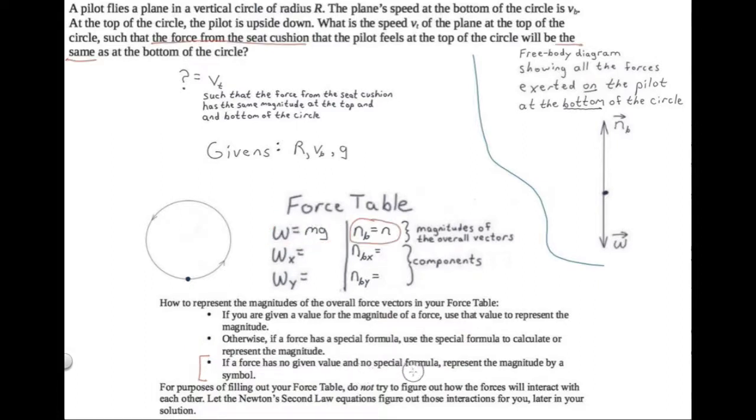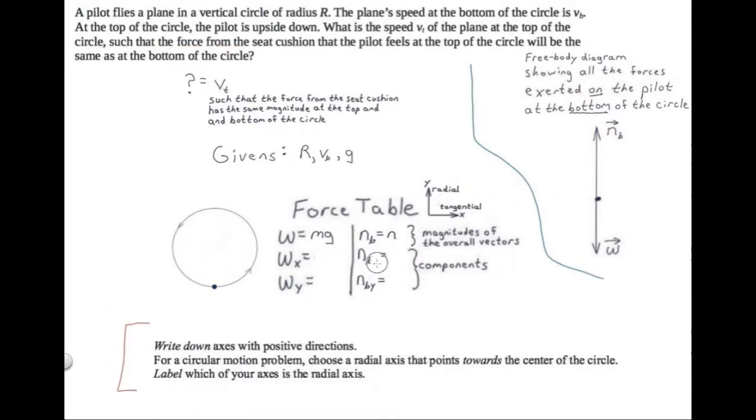There is no special formula for the magnitude of the normal force, and we are not given a symbol for the magnitude of the normal force, so we will represent the unknown magnitude of the normal force in the first row of our force table with the symbol n, written without an arrow on top. The problem tells us that the magnitude of the normal force will be the same at the top and at the bottom of the circle, so we don't need to continue using a b subscript when we refer to the magnitude of the normal force.